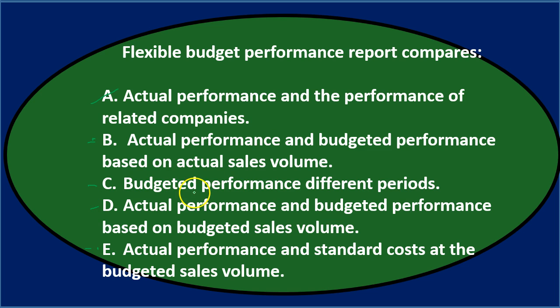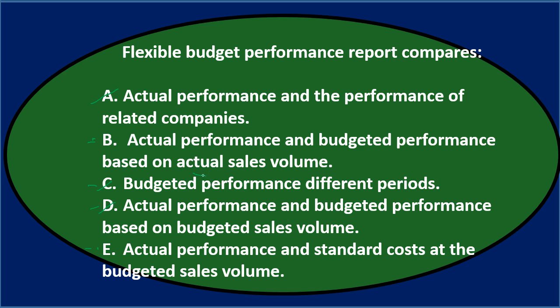So I'm going to say that's probably going to eliminate C and D as being a little bit different. You might keep D as a comparison as well, but if we compare these two, the actual performance and budget performance based on actual sales, or the actual performance and standard costs at the budgeted sales volume, of those two, we're actually comparing to the actual sales volume.